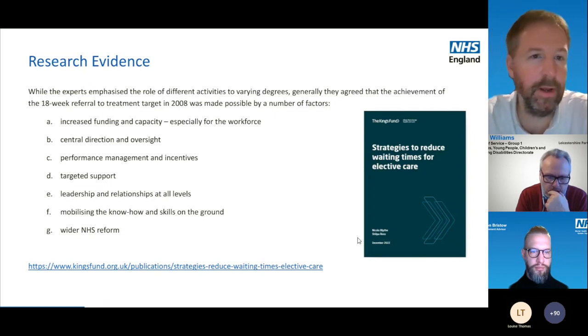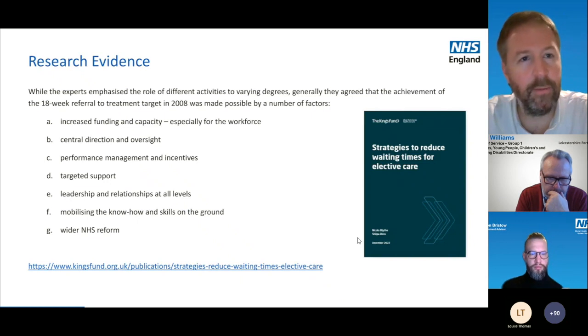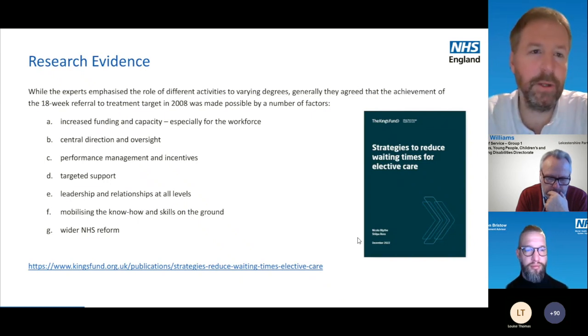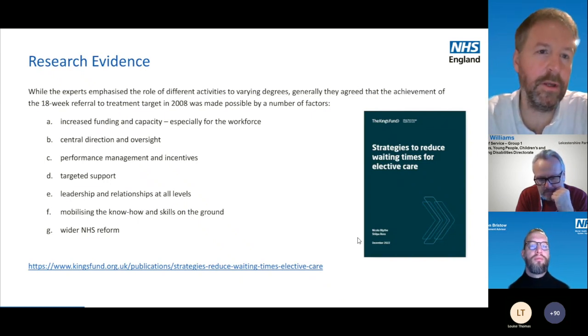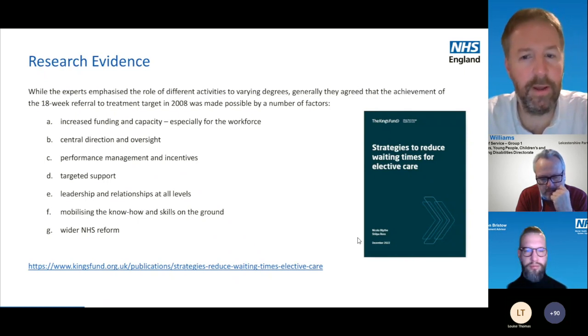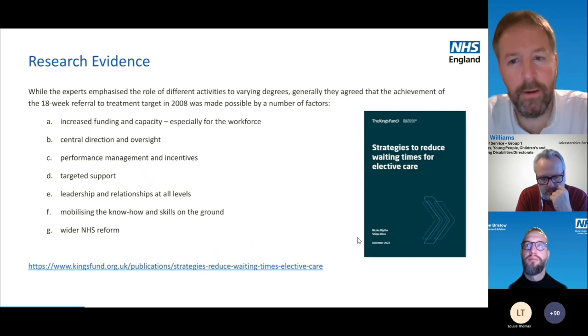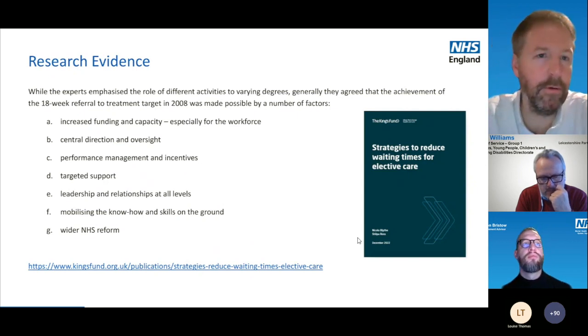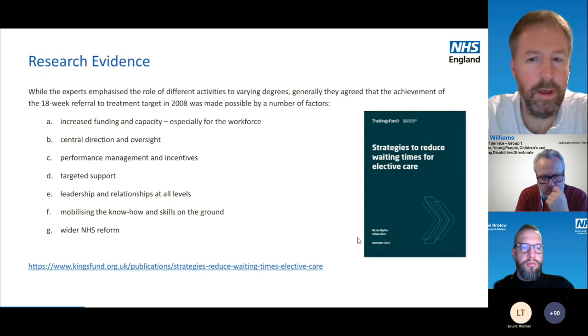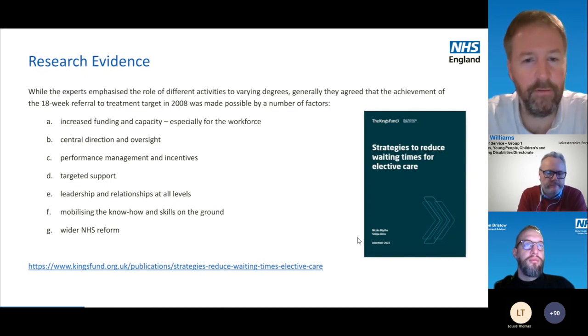Leadership and relationships at all levels. Obviously, that's true pretty much whatever you're trying to do, but it's particularly important around a waiting times programme that you've got that vision and senior sign up to get the oversight and to unblock some of the really sticky problems that can't be resolved at a local or team level. Mobilising know-how and skills on the ground, and we hope that our resources on the Future site can help you to do exactly that with our support if you require it.